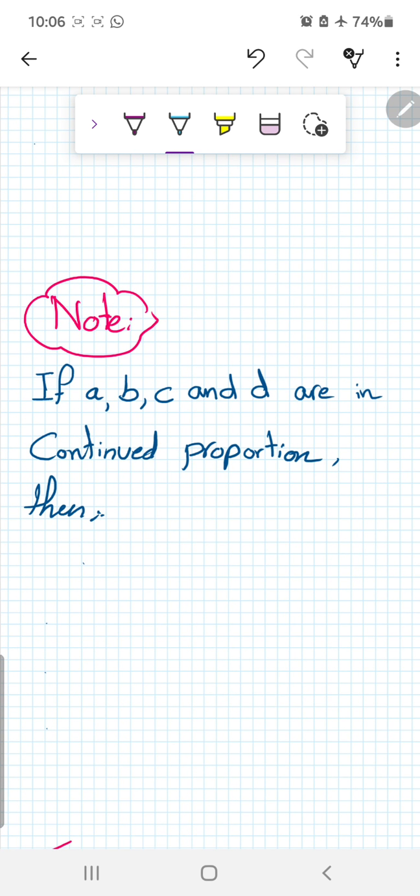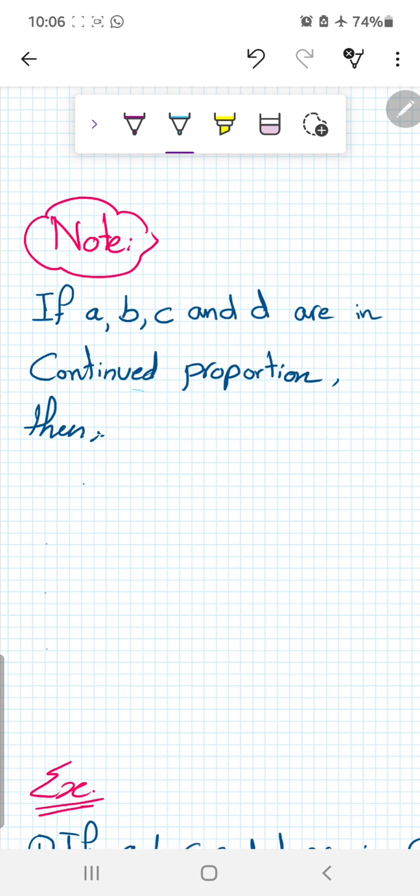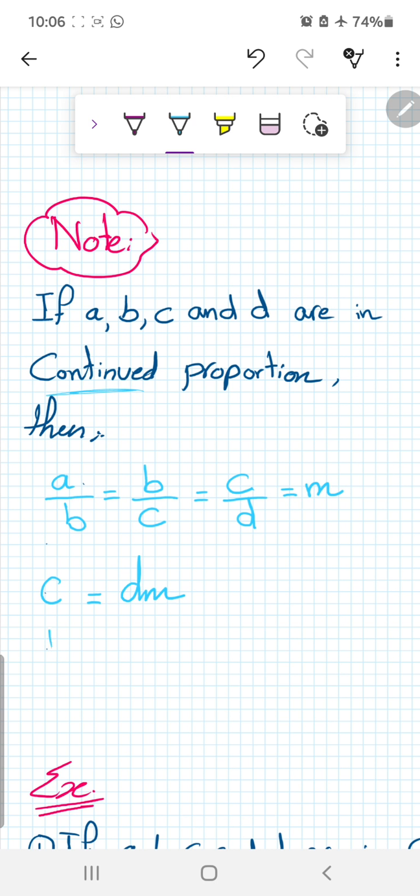We have first a note. If A, B, C and D are in continued proportion, it means we repeated the element, which is here A over B equals B over C equals C over D. All of this equals M. Start as we said from the last, which is C. So here we have C equals DM. Here we have B equals DM power 2. A equals DM power 3.